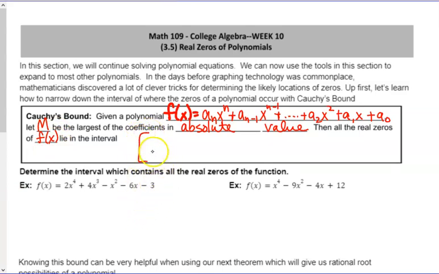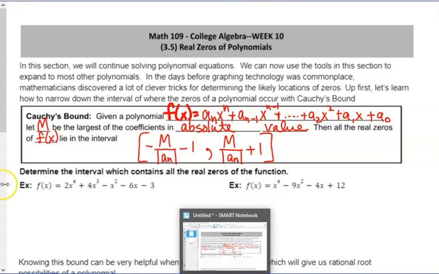It's a bounded interval where we take the opposite of m, which is the largest coefficient in absolute value, divided by the absolute value of the leading coefficient a sub n. So a sub n is in front of your highest power. Then we subtract 1. That's the left-hand bound. Comma, then we do the positive version: capital M divided by the absolute value of the leading coefficient, plus 1. And that is referred to as Cauchy's bound.